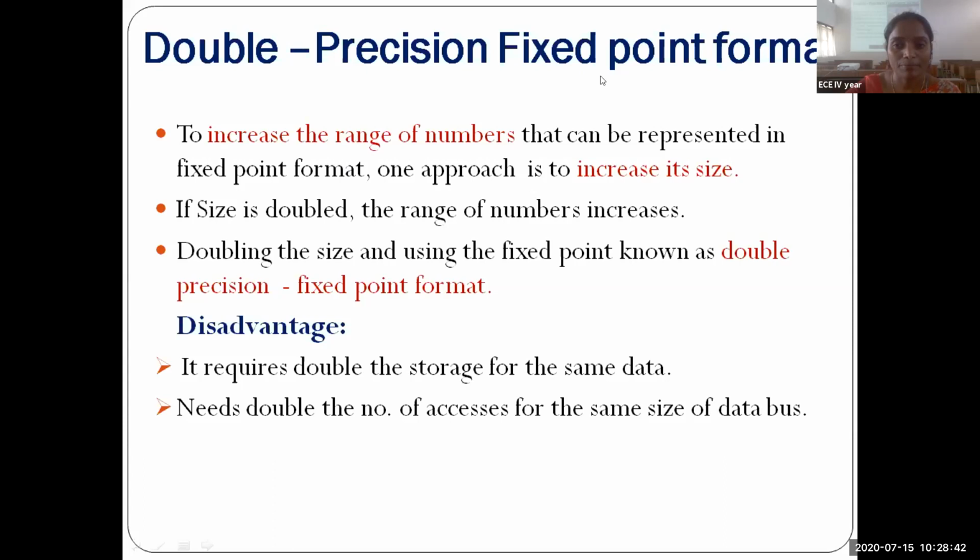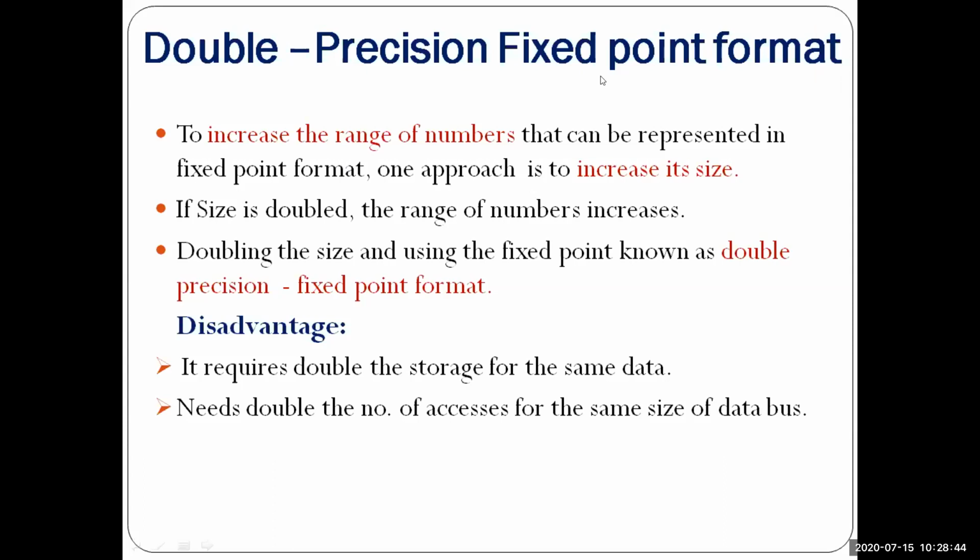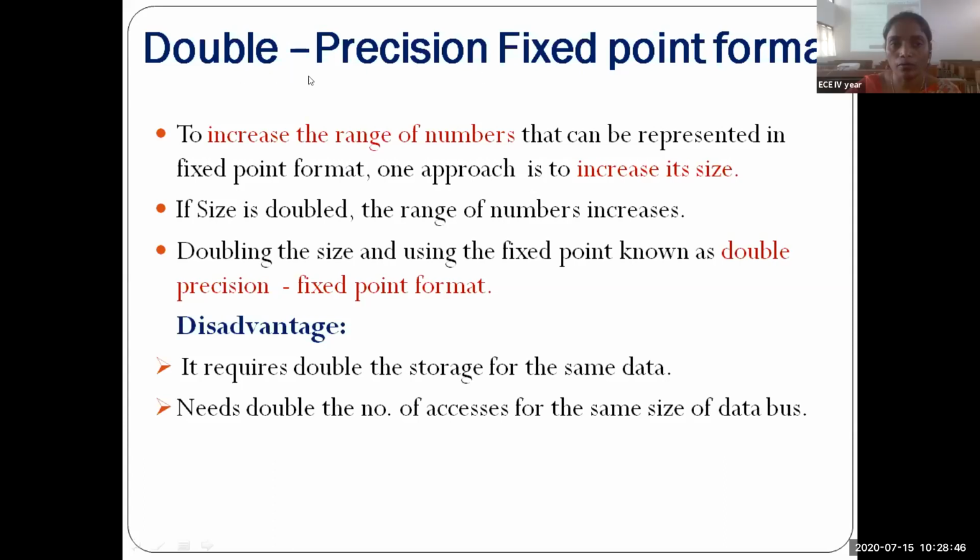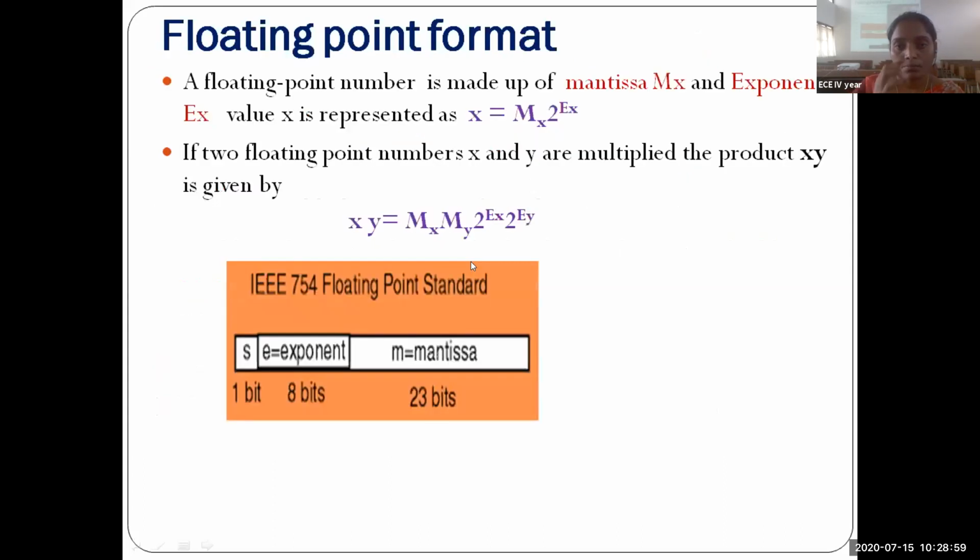What is the drawback? Wrap around, right? So to overcome that, we went for double precision, but double precision requires storage as well as accessing. Okay, we don't get any calculation error, but it requires storage and accessing. So the next important thing is floating point format.